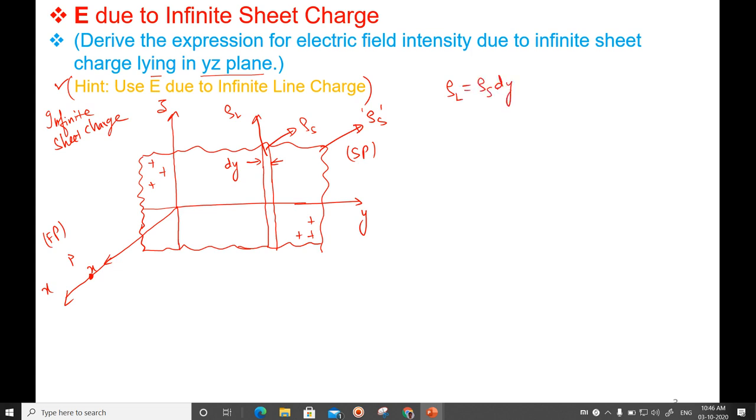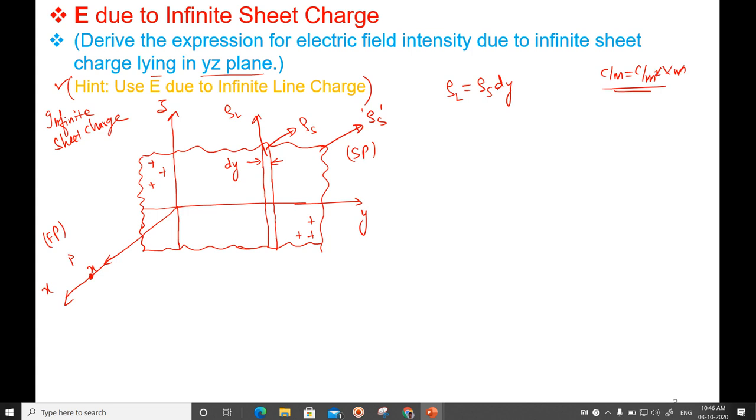You can justify. What is the unit of line charge density? It is coulomb per meter. Then what is the unit of surface charge density? Coulomb per meter square, into the strip width, which is in meters once again. So meter will get cancelled. So coulomb per meter, both are the same. So I can write line charge density in terms of surface charge density.